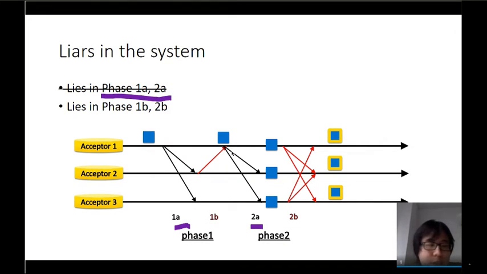Can the system work? So right now you're trying to simplify the problem, assuming that there's no lie in phase 1A and 2A. Correct. Got it. I'm assuming all the phase 1A and phase 2A messages are genuine in the system. Phase 1B and phase 2B messages can be fake messages.